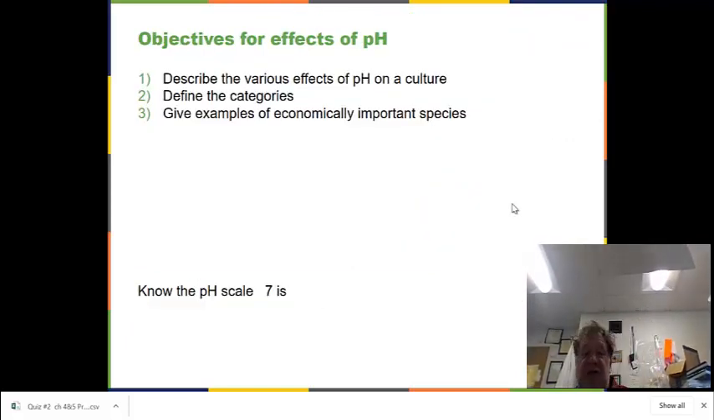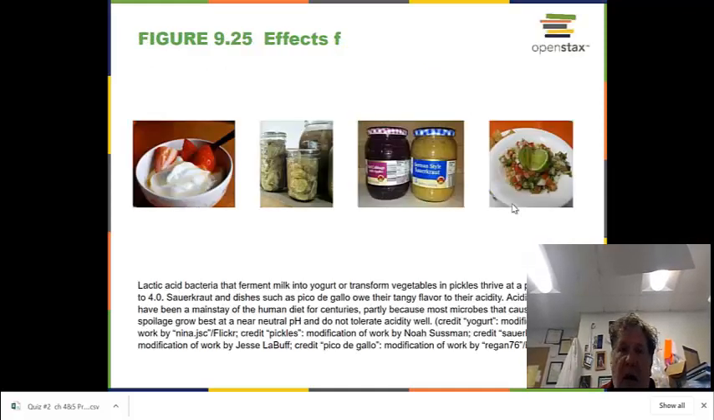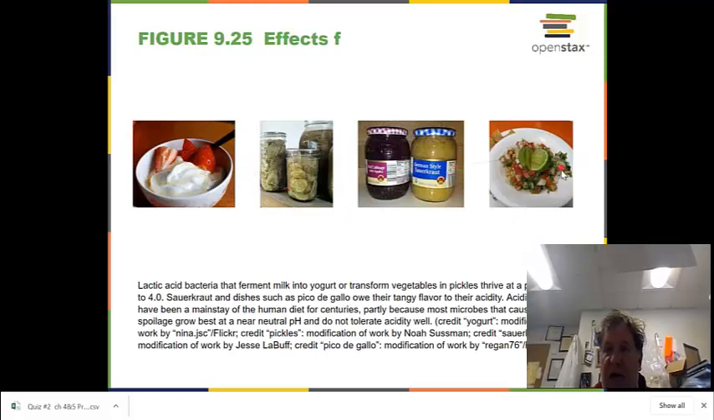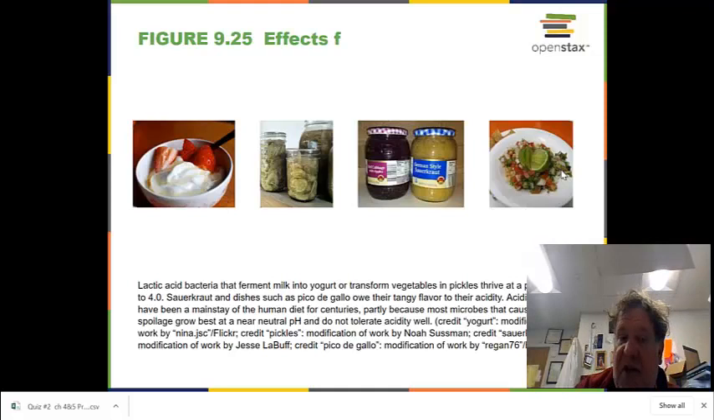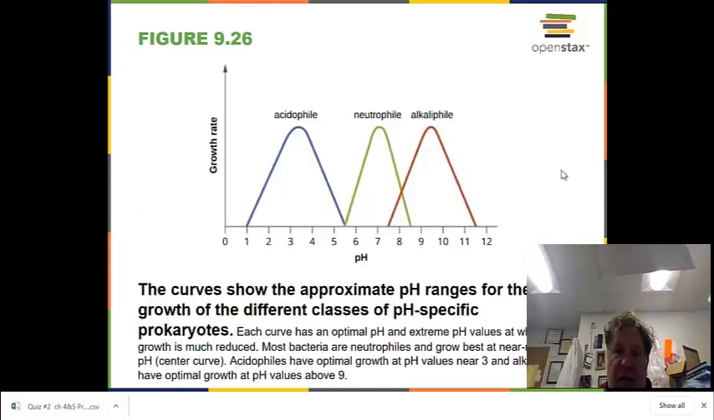All right, so that's the oxygen. The next thing I want you to look at is the effects of acid, pH. Again, you need to be able to describe the various effects of pH on a culture, define the categories, and give me examples of economically important species. pH is very important because a lot of things that we like have a pH close to or a little below 4. Things like yogurt, pickles, sauerkraut, and ceviche are foods that use acids to promote the growth of good bacteria and to inhibit the growth of bacteria that we do not want.